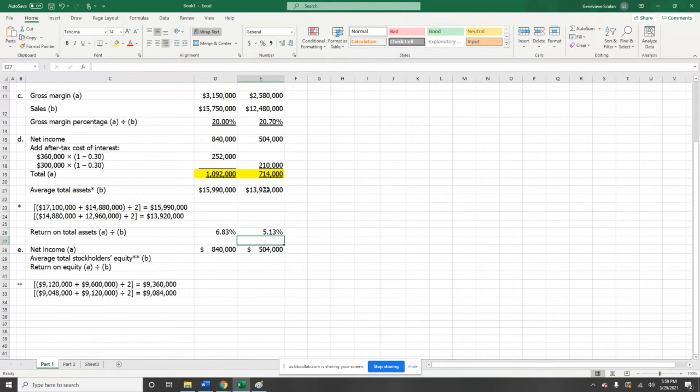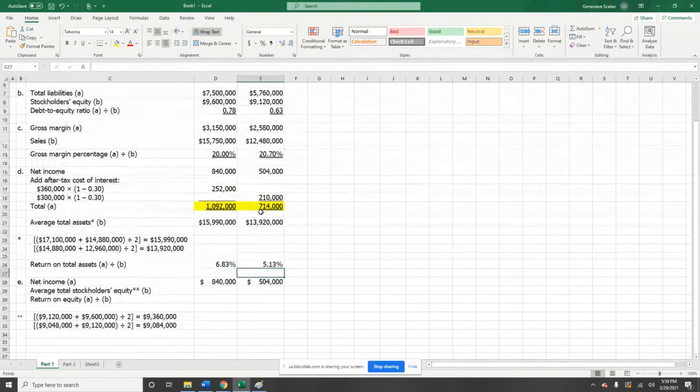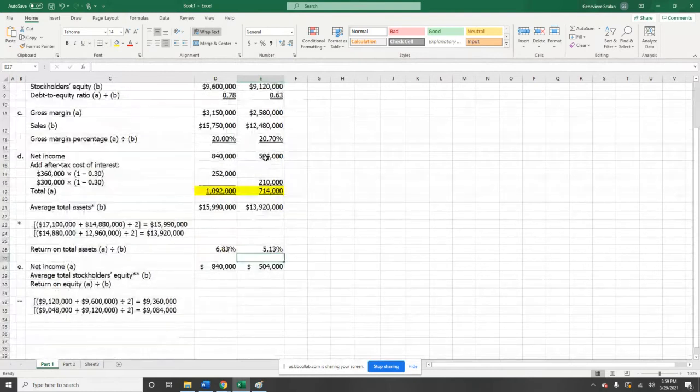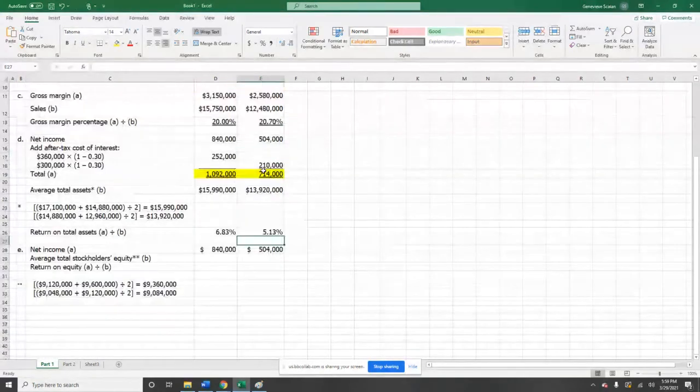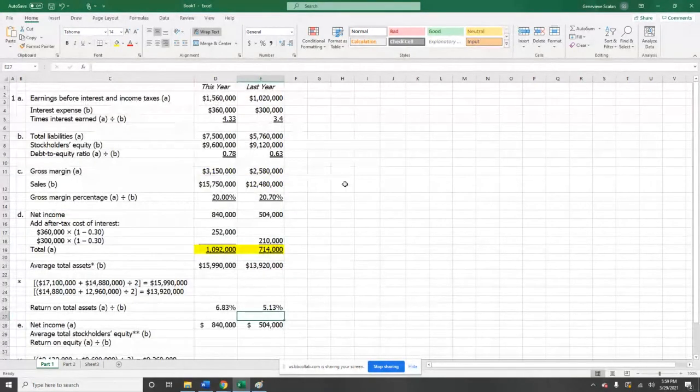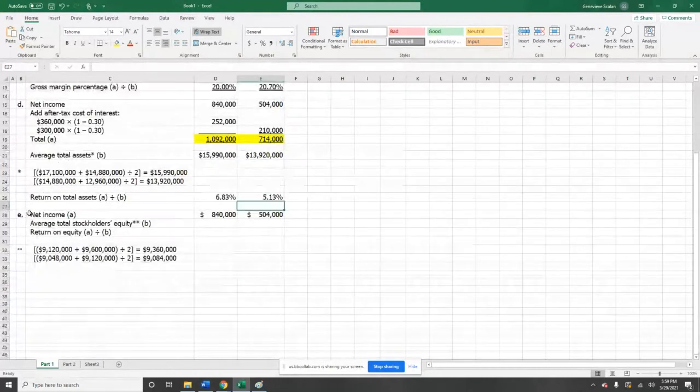So we're doing a little better return this year. So we're improving year to year, it looks like, right? In several areas, times interest earned. All right, so the last one it asks for in part E, it says the return on equity. So that's what we got to calculate.